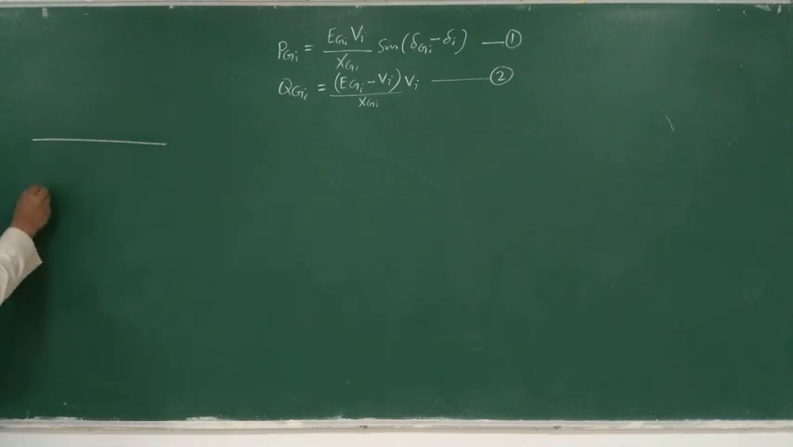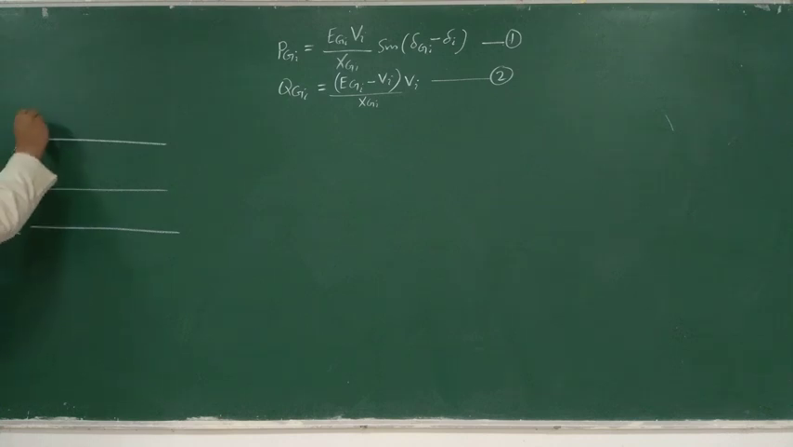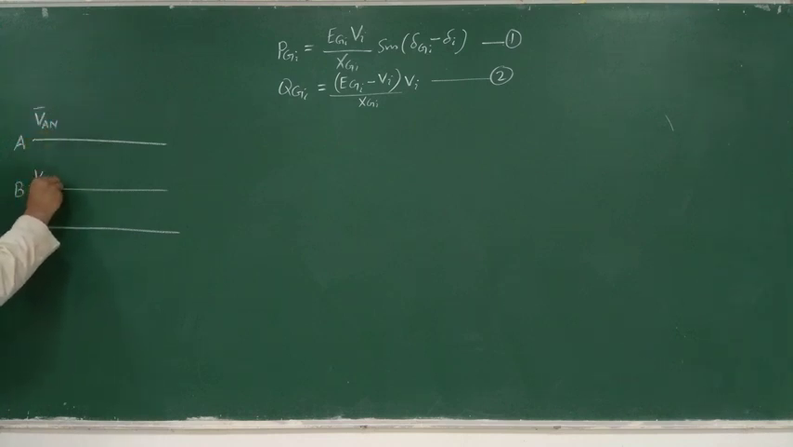So let us see the three phases of the line are represented by, this is A phase, RYB or ABC, represent the phase voltage VAN. This is VBN, phase voltages between phase and neutral, and this is VCN.